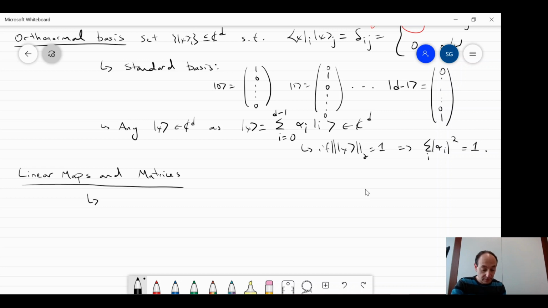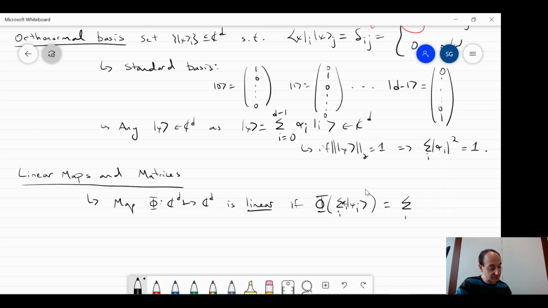Okay, so we'll say again that a map phi from C^d to C^d takes a d-dimensional vector to a d-dimensional vector. That map is linear if I plug in any sum of vectors like this, psi i, and let me put some complex numbers in there, the key point is that the sum comes out. Right? That is the linearity property. It's this equality right here. And it's because of this property that we can talk about things like matrices.